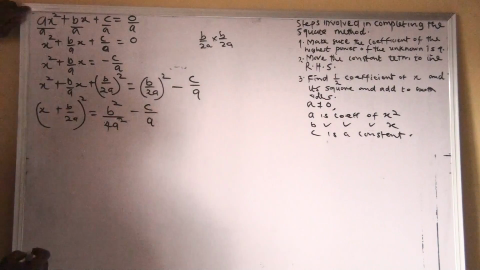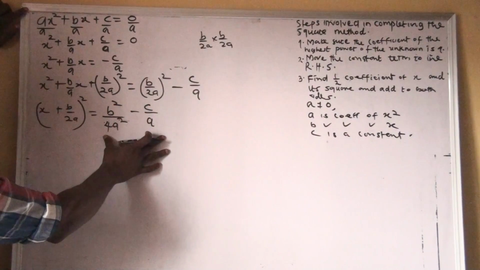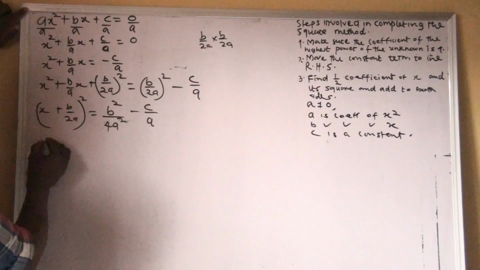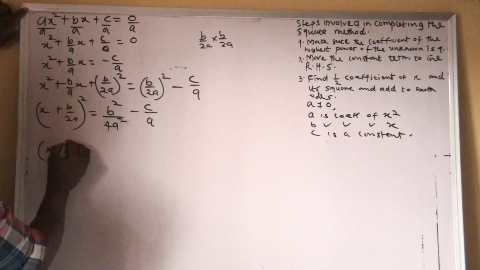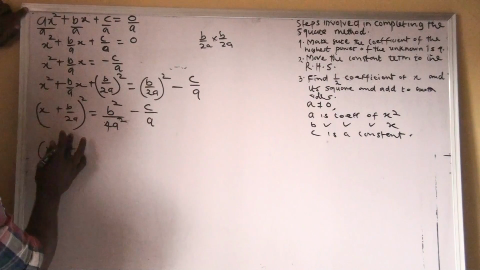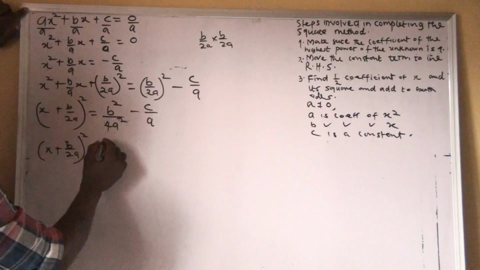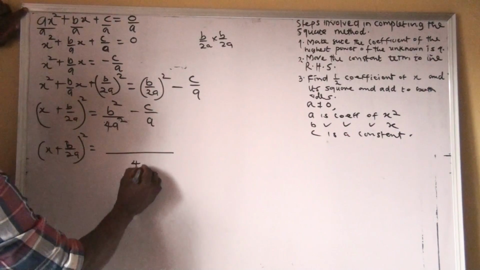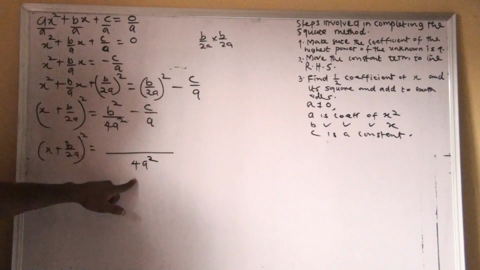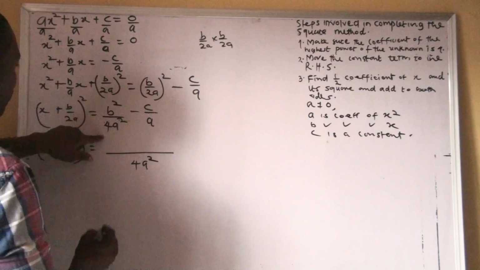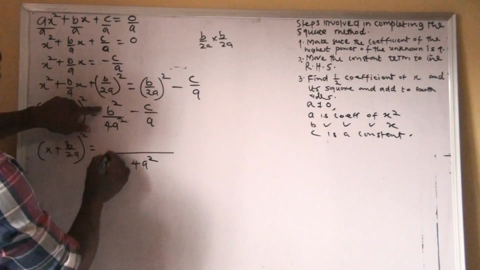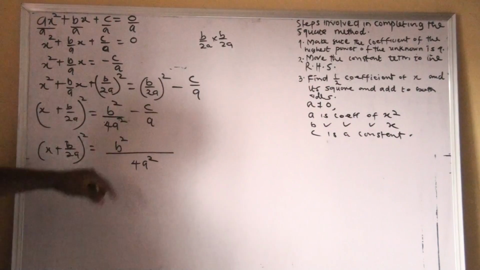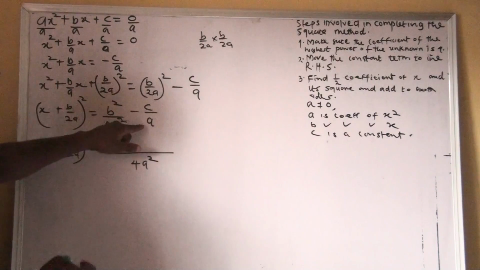Okay, here the next thing to do on the right hand side is, this is a fraction and we need to simplify it. So here we say this is x plus b over 2a, all squared, is equal to the LCM of 4a squared, and a is just 4a squared. So 4a squared divided by 4a squared will give us 1, and 1 times b squared will give us b squared.